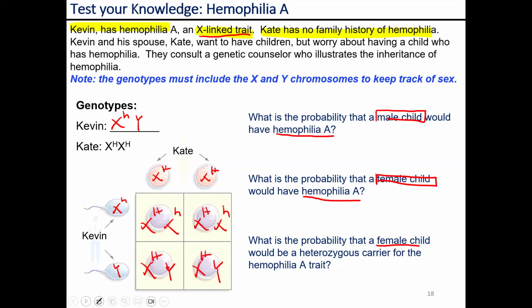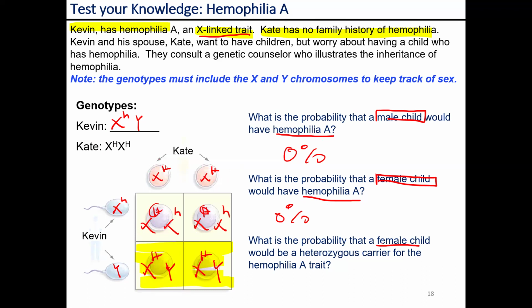Looking at this over here, this highlighted portion is going to be our males. You can see that we have X big H, X big H. So what's the probability of a male child that would have hemophilia? In this case, it would be 0%, since Kate was homozygous dominant and Kevin was positive for hemophilia. For females, how many are going to have hemophilia A? Looking at this, you can see our females here have dominant, dominant. So no, we have a 0% chance as well.